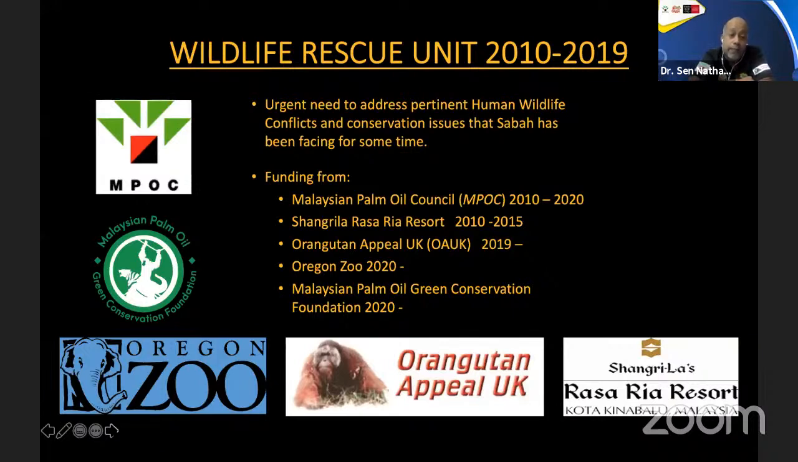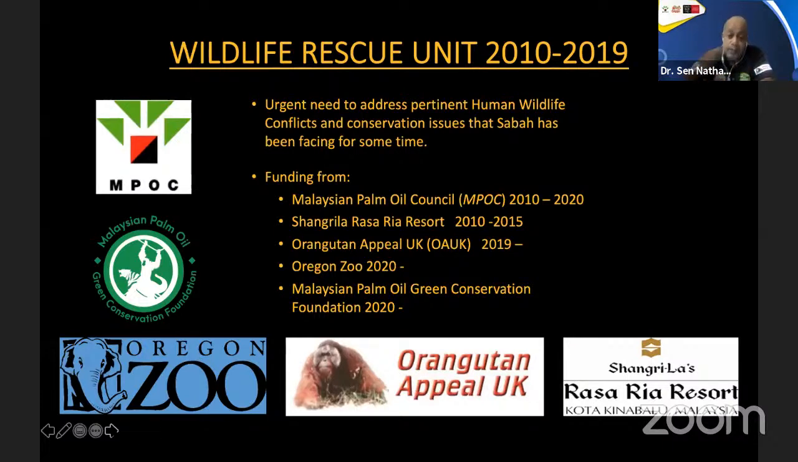Now, Malaysian Palm Oil Council has been the mainstay, one of our main funders for the good work that the WRU does. And since 2010, we have also had some other organizations that have chipped in and come in to assist us. Between 2010 and 2015, we had Shangri-La Surasaria Resort that was also giving us funds for the rescue works that we were doing.